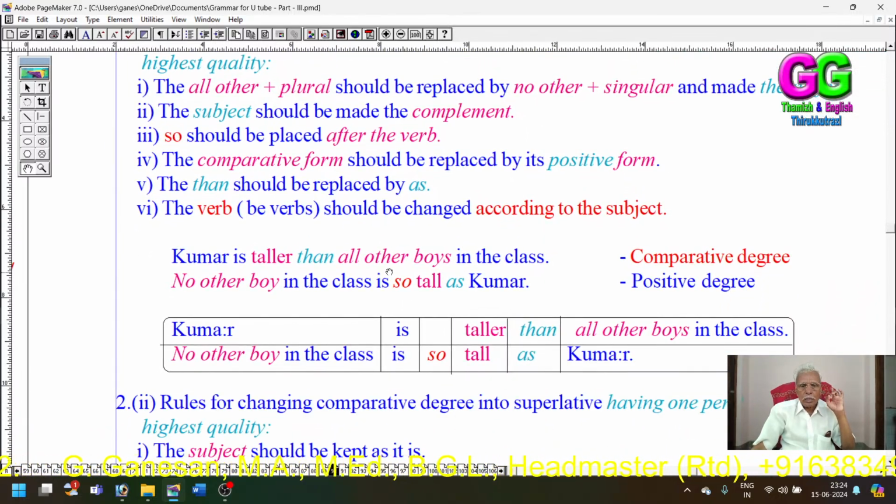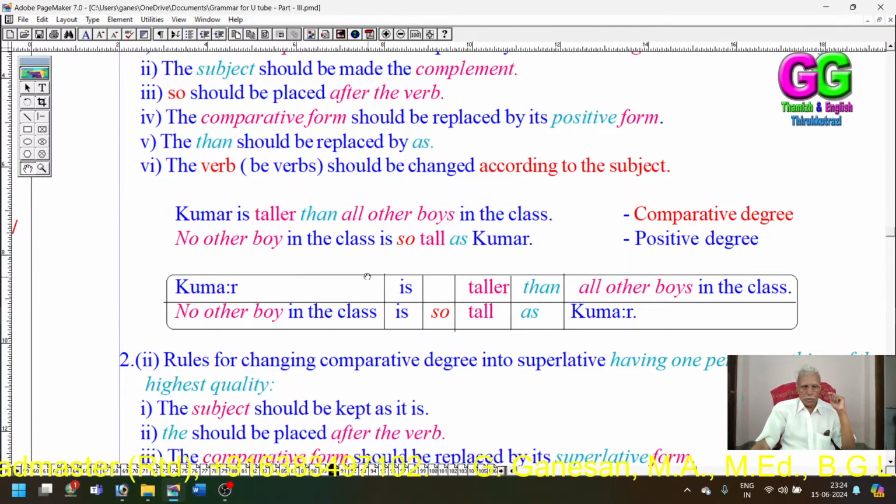Kumar is taller than all other boys in the class. Comparative degree. Its positive is: No other boy in the class is so tall as Kumar. Positive degree. How has this sentence been changed into this sentence? What rules have been followed here?